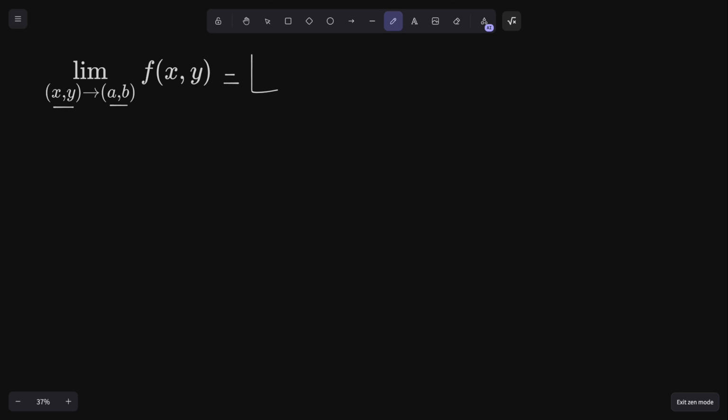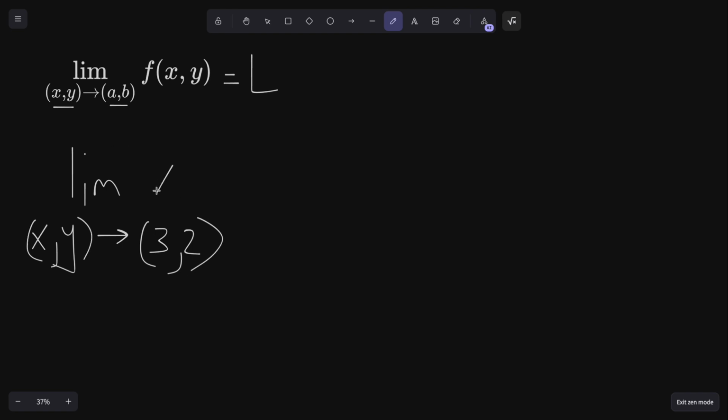First one, pretty easy. Let's just say we have the limit as x comma y approaches 3, 2, and the function that we're looking at is going to be x squared times y squared. So what is this going to be equal to? Well, this one is just direct substitution. Plug in 3, plug in 2. That's going to be 9 times 4, which is 36.